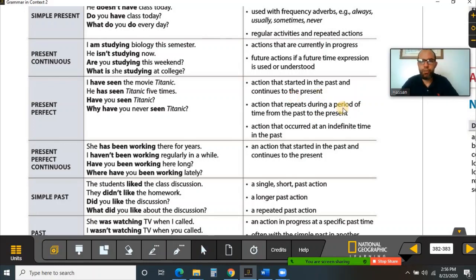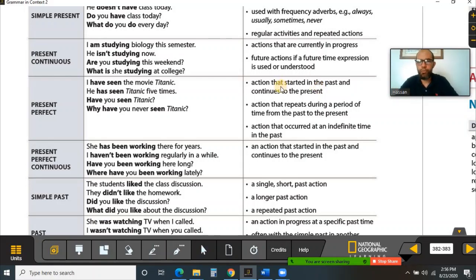Okay, so we use the present perfect tense, as I mentioned, to talk about an action that started in the past and continues to the present. When we say, for example, I have just finished the homework, this means that the action started in the past and continues to the present now. I have just finished now.